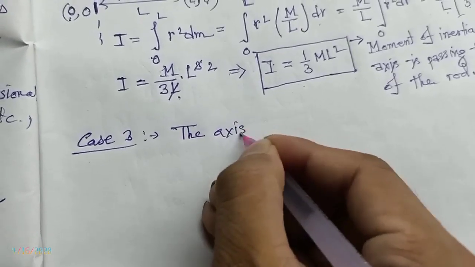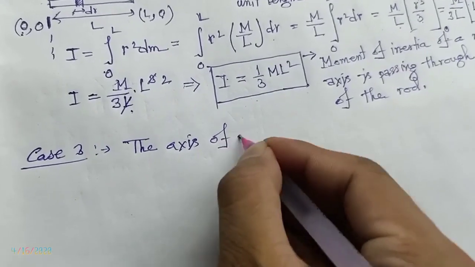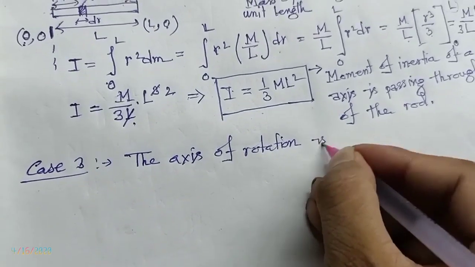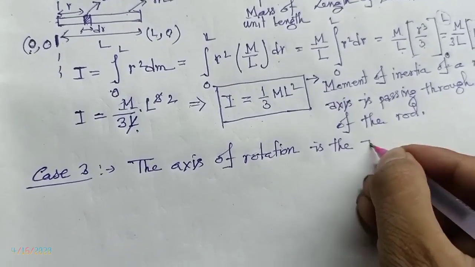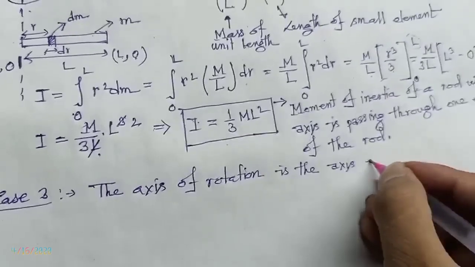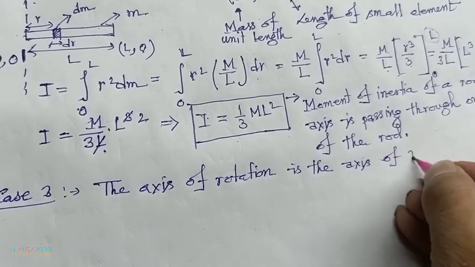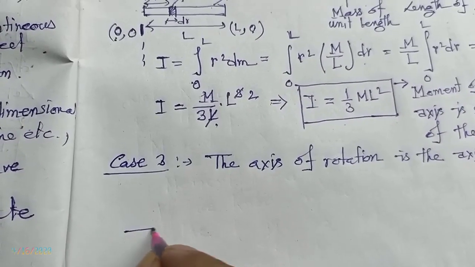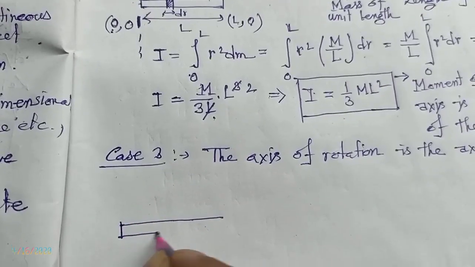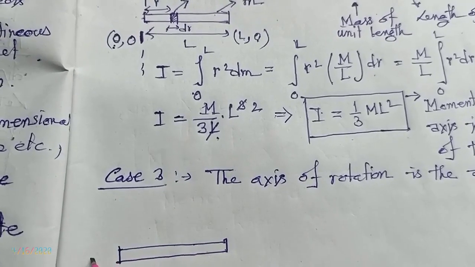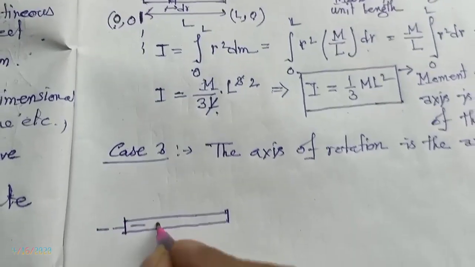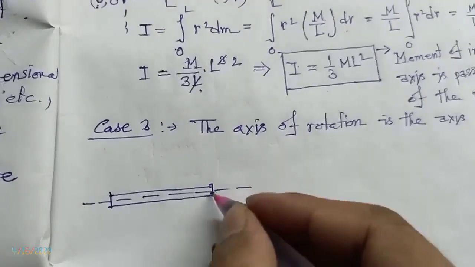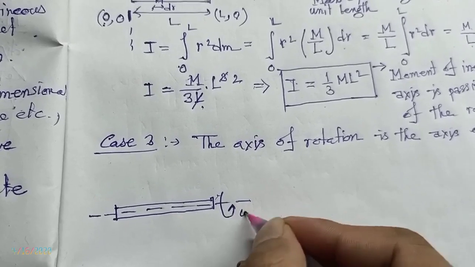The axis of rotation is the axis of the rod. It means, let us see the rod, and where is the axis of the rod, and this axis of the rod is the axis of rotation itself, and this rod is rotating in this manner.